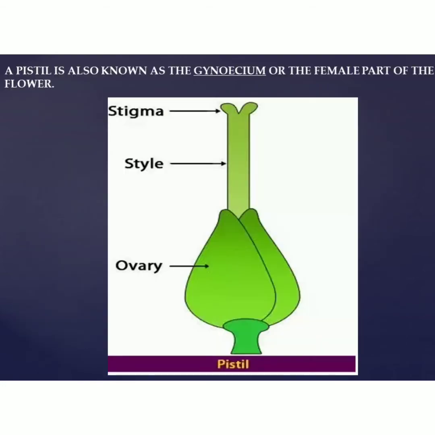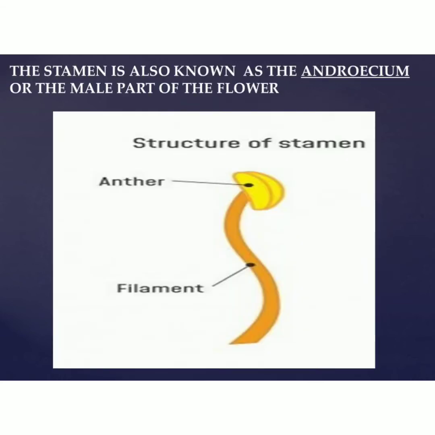Now we come on to the pistil. A pistil is also known as a gynoecium, or the female part of the flower. The pistil has three parts: the upper part known as a stigma, the tube-like structure known as a style, and the lower part known as the ovary. The ovary has ovules and female cells. The stamen is also known as the androecium, or the male part of the flower. The upper part is known as the anther and the tube-like structure is known as the filament.